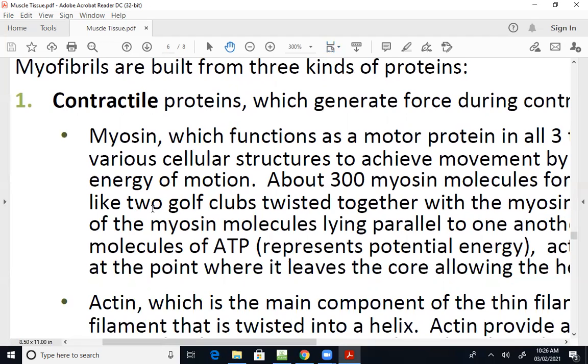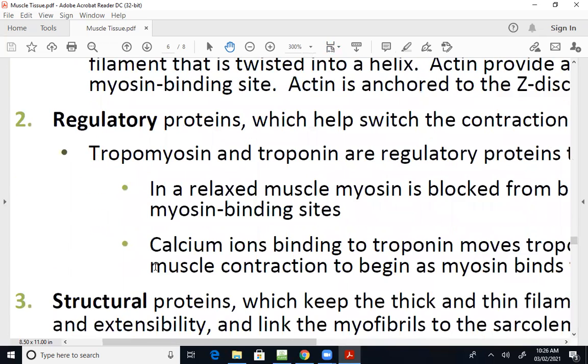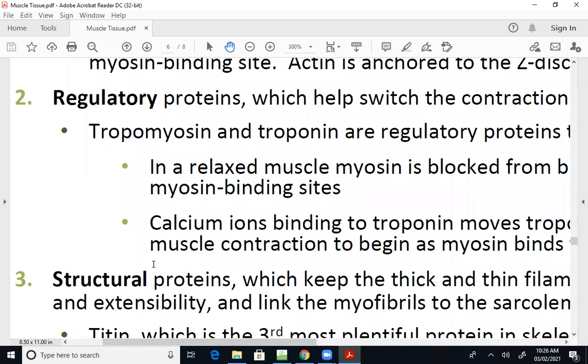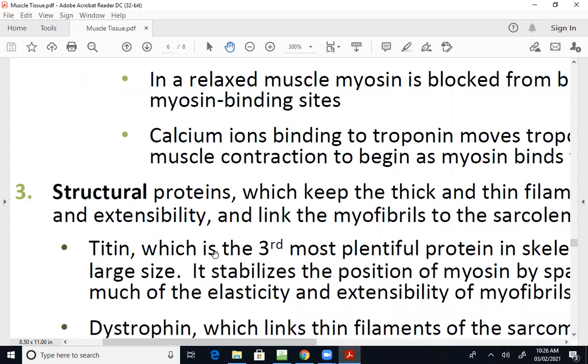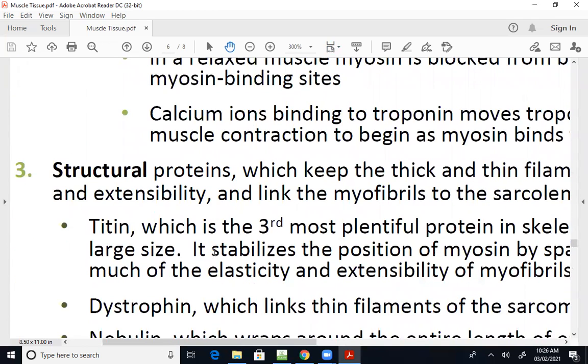Okay, let's talk about the three kinds of proteins that are going to form or be found within our myofibrils. Actin and myosin, which you saw in parentheses on the previous page, are the two contractile. Then you've got some regulatory proteins, tropomyosin and troponin, and then a few structural proteins.